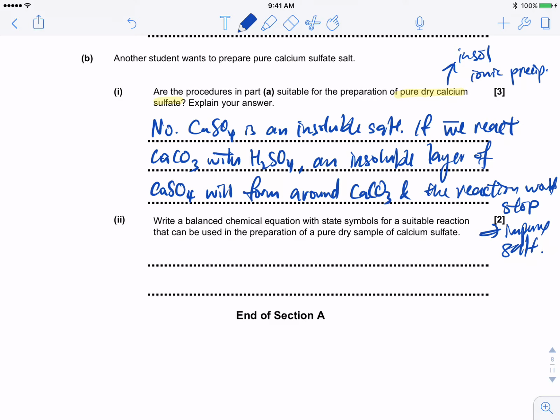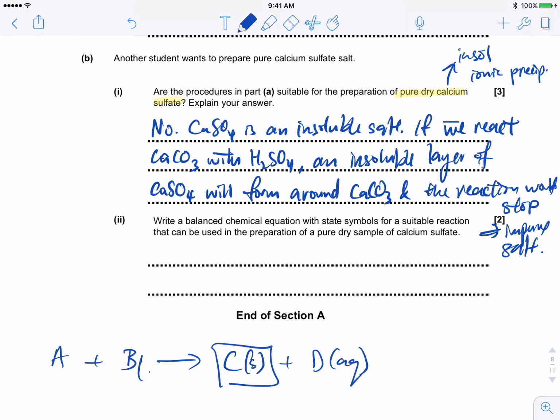Okay, so write a balanced chemical equation with state symbols for a suitable reaction that can be used in the preparation of calcium sulfate. So to prepare calcium sulfate, ionic precipitation. To do ionic precipitation, I must start with two aqueous solutions. Okay, I must have solution A and solution B to give me C. This is a solid and another solution, so I can filter this out. These two must be, of course, aqueous as well. One containing the cation, one containing the anion.